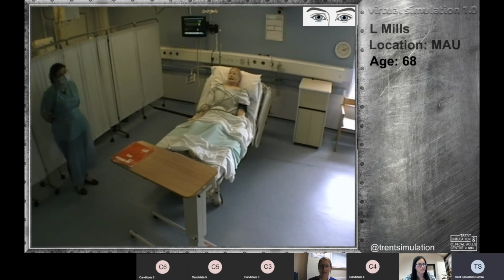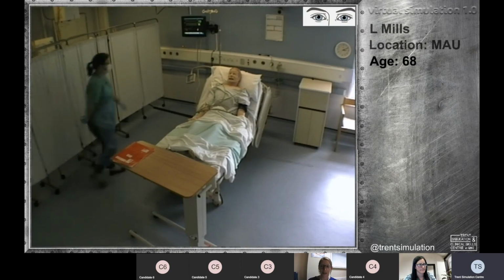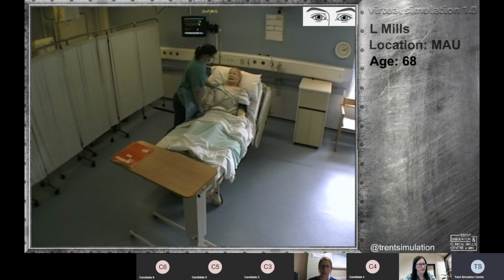I will go and talk to Mr. Mills. You will be able to talk with the patient, as you would in clinical practice. Hello, Mr. Mills. Can you tell me how come you've ended up in hospital today? Oh dear, I've been in so much pain. I keep being sick and I can't stop sweating. I feel awful. Okay, that's great. Thank you for telling me that.